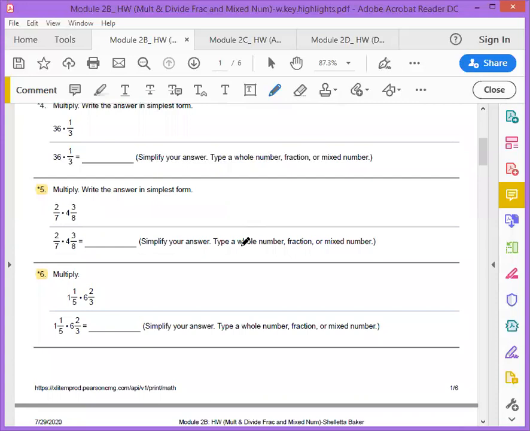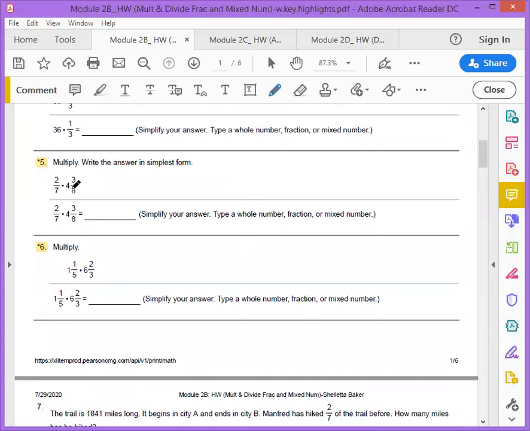All right, let's look at number 5. We're multiplying, and now we have fractions in a different form. So we have 2/7 times 4 and 3/8. Now this mixed number, we want to convert this mixed number to an improper fraction. You recall the rules for converting mixed numbers to improper fractions from Module 2A. 4 times 8, you multiply the whole number times the denominator, and then you add the numerator. So that's why I put the dot there to indicate multiplication, and then you're going to add the numerator to that product.